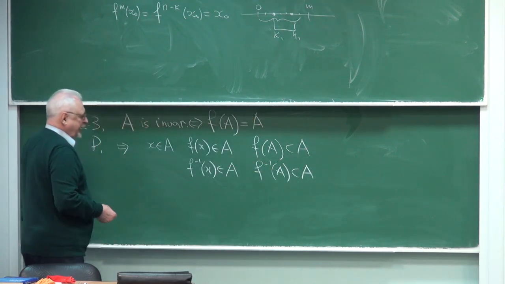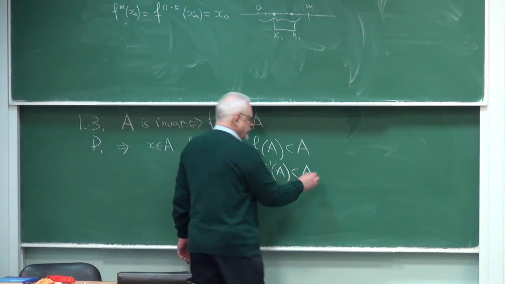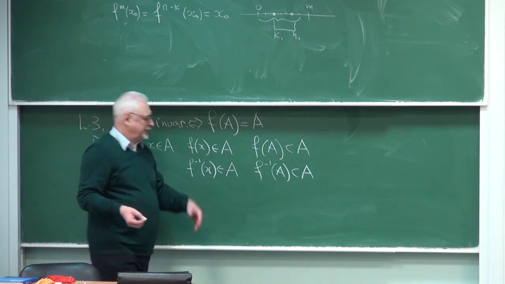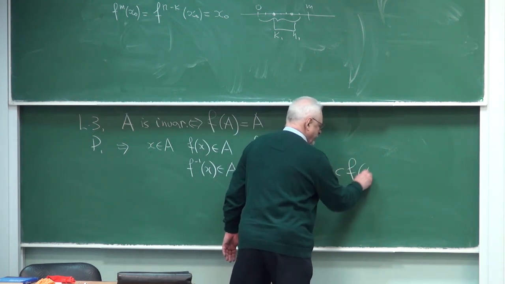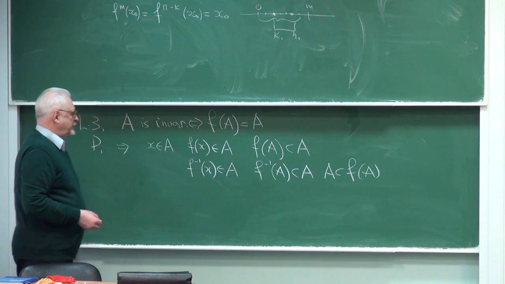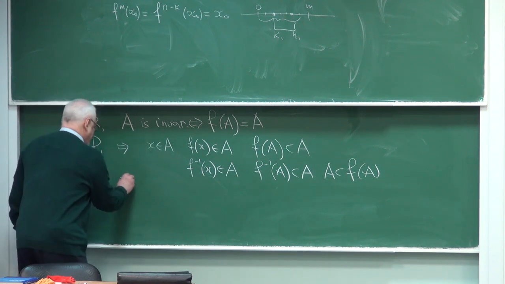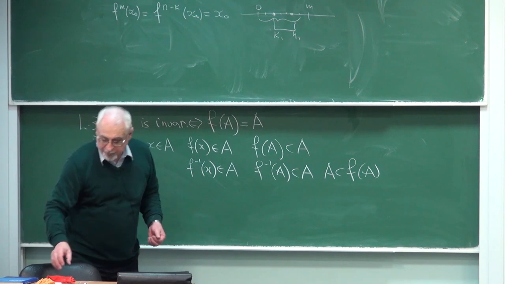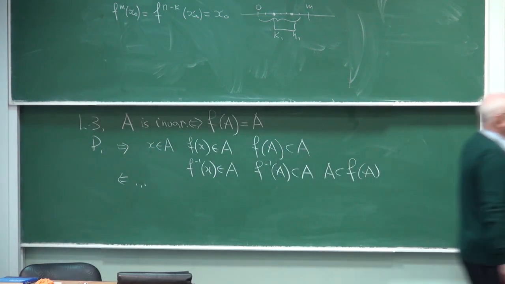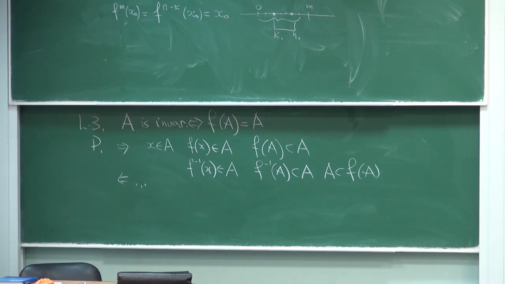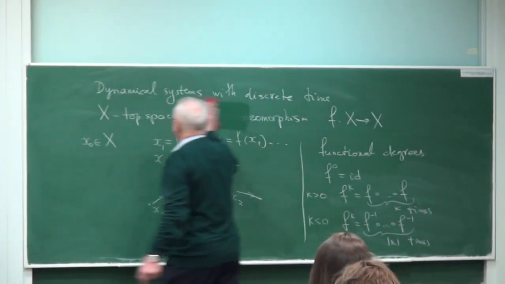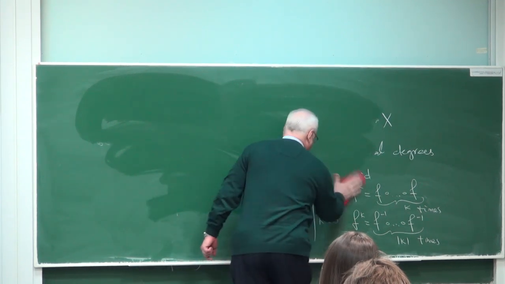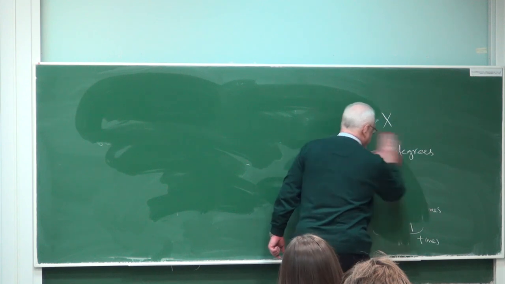And if I apply f to both sides, I can do everything applying f, because f is a homeomorphism, so it preserves inclusions. So f(A) equals A, and the converse statement is proved in the same way. And this gives us a very important, also very simple, but very important corollary.